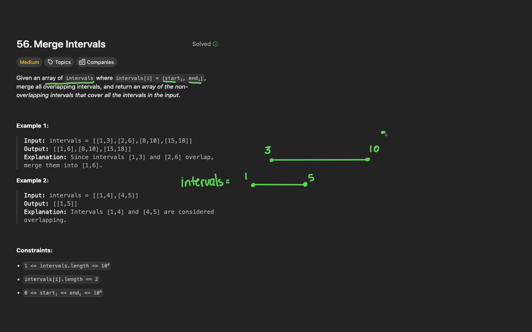Let me show you the other possibility. Say you had another interval right after that starts at 11 and ends at 13. If this is the current interval, then once again the previous interval starts earlier. So we can deduce that if the current interval starts after the previous one ended, then the two are not overlapping. They obviously would be overlapping if we had something like this, but that's not the case.